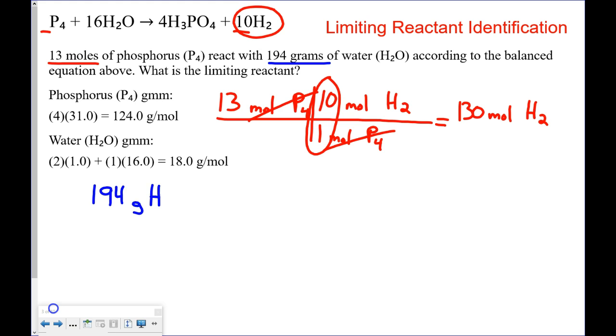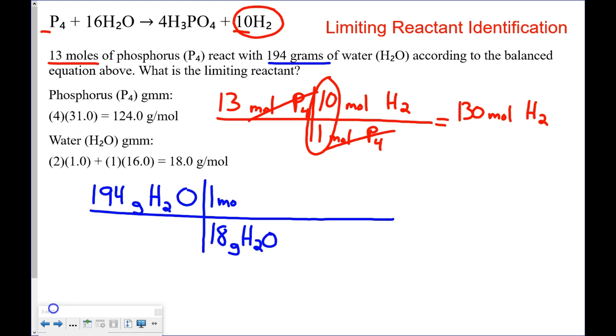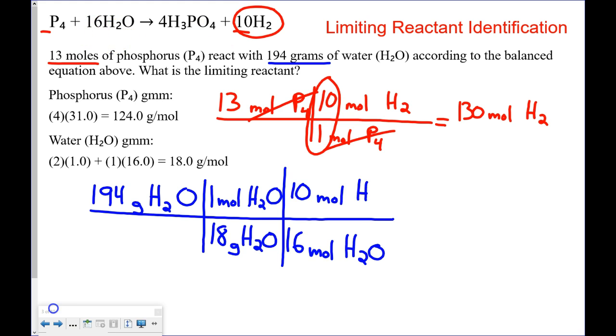Now, let's compare that to what I'm getting from water. Now, water is given in grams. I'm going to have to convert that into moles. I have 194 grams of water. I need to first convert that into moles using the gram molecular mass right there, whereas 18 grams is going to be 1 mole. Now that I have it in moles, now I can do the relationship of 16 moles of water for every 10 moles of hydrogen there.